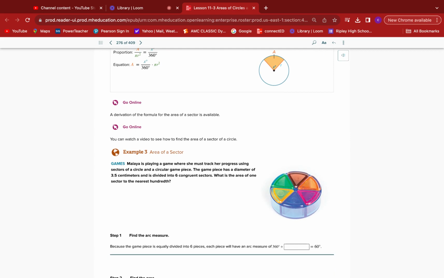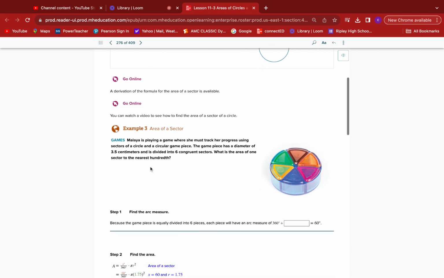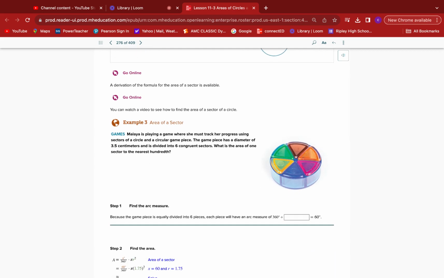All right, example number 3. Here we go. All right, Malaya is playing a game where she must track her progress using sectors of a circle and a circular game piece. The game piece has a diameter. Ooh, okay. We might have to divide that by 2 to get the radius.